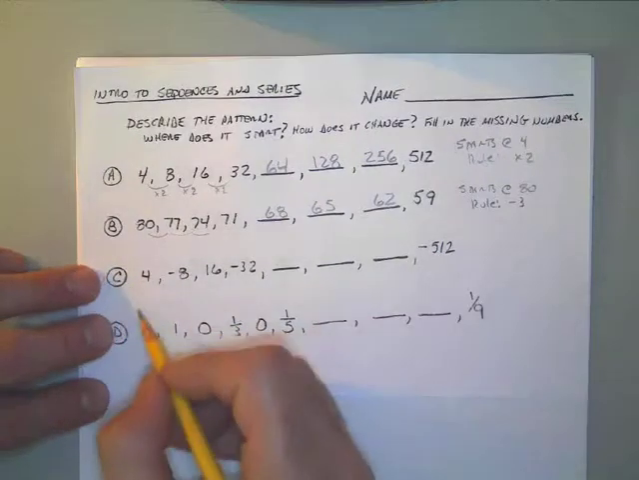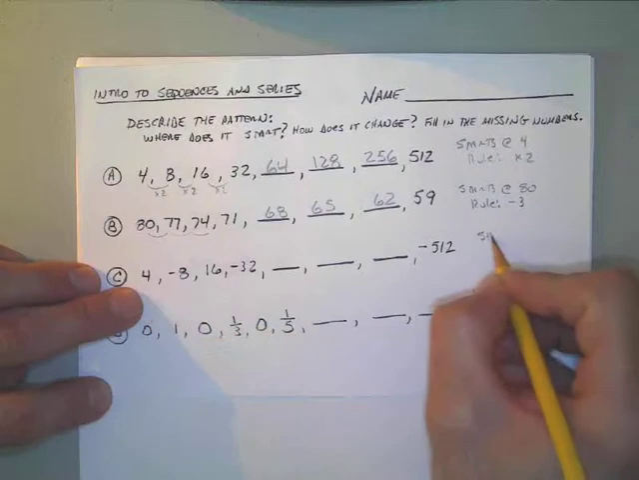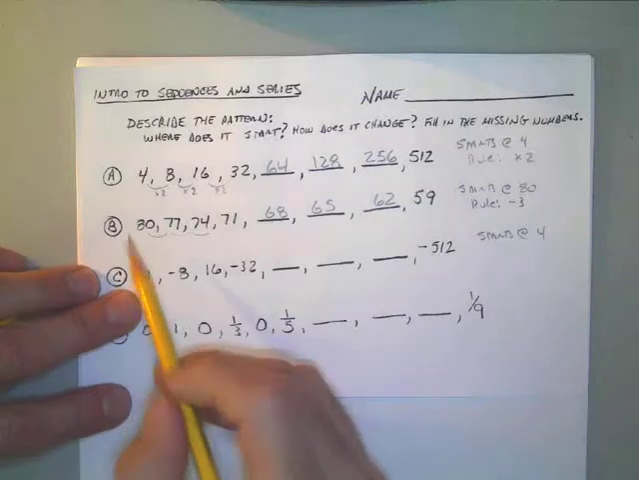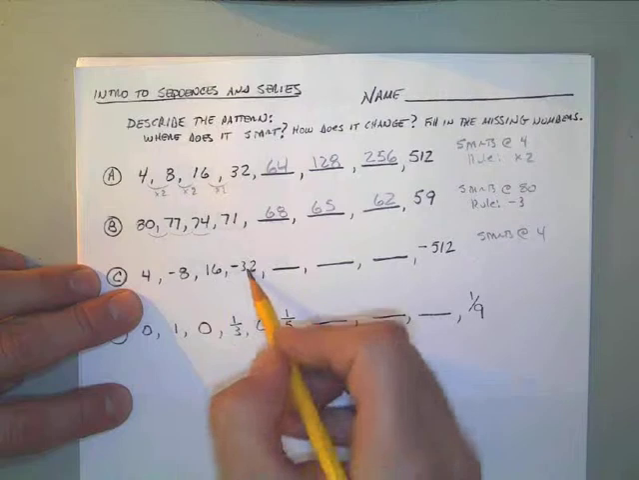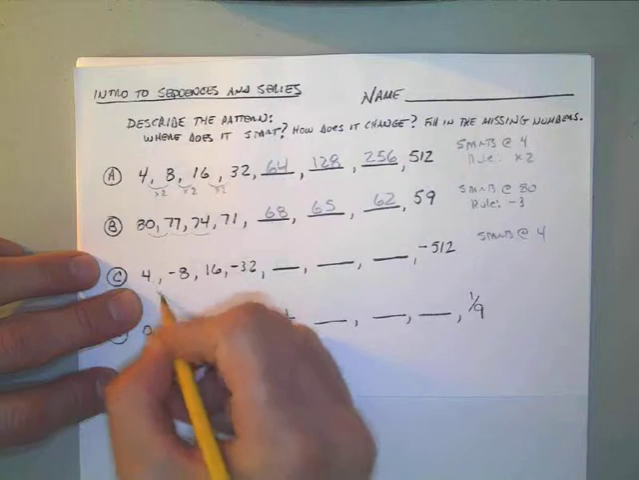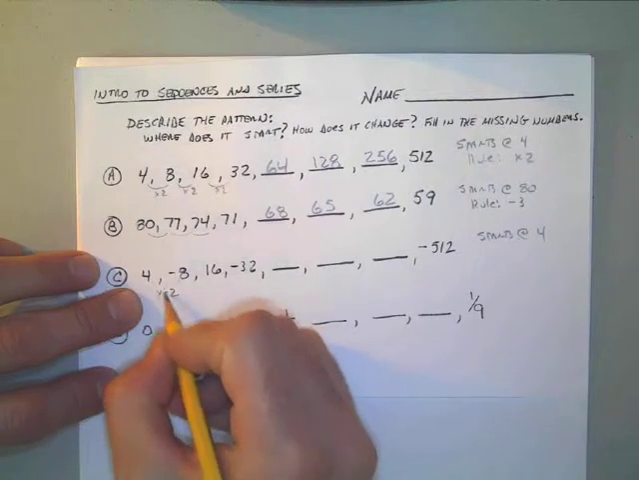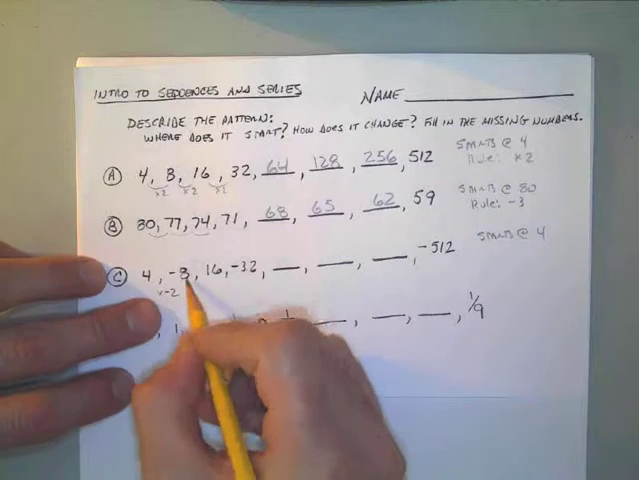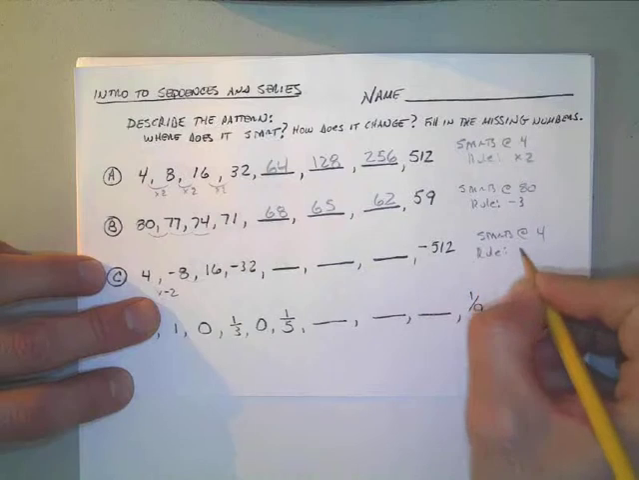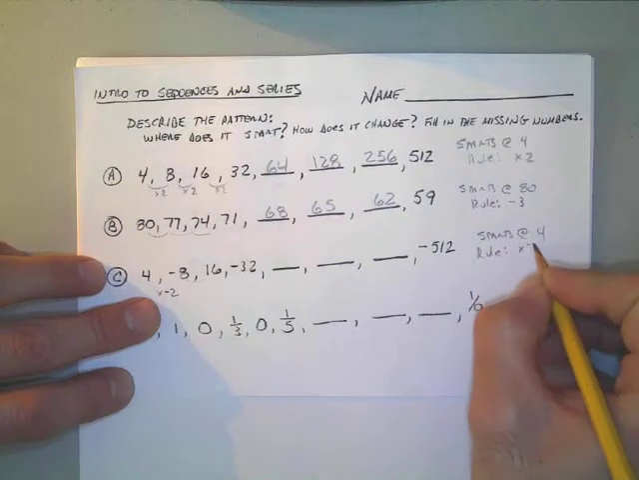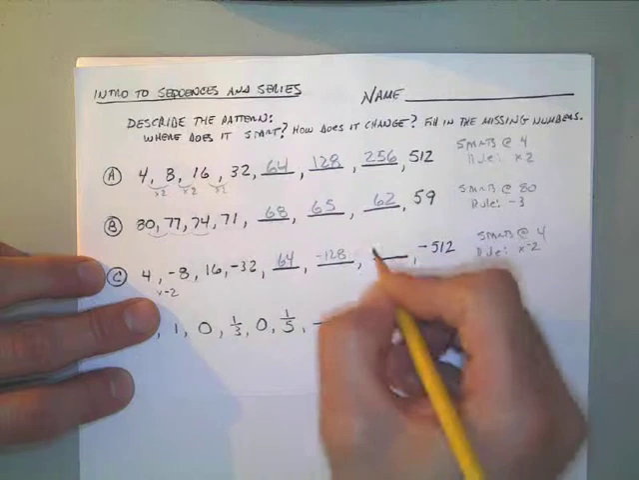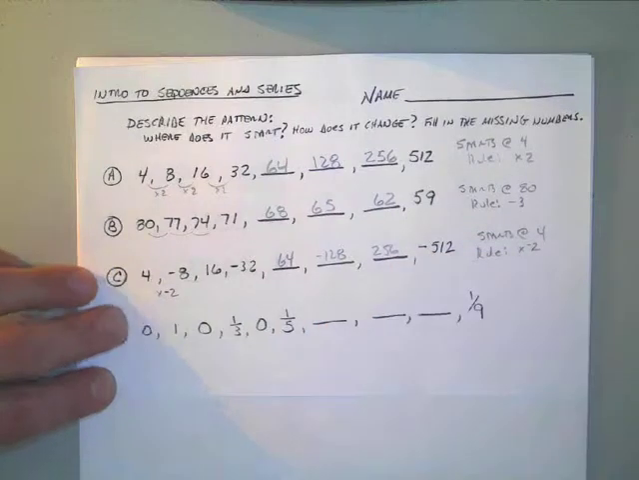Let's look at number C. It appears that our sequence starts at 4, and this one looks very similar to sequence A. The numbers are all the same, but every other number is negative. So how do we go from 4 to 8? It would be times 2, but to get the negative, we'd have to multiply by negative 2. And then when we multiply, we'll get positive 16, negative 32. So it looks like our rule is times a negative 2. So this is going to be positive 64, negative 128, positive 256, negative 512.